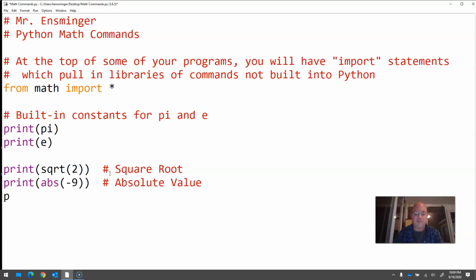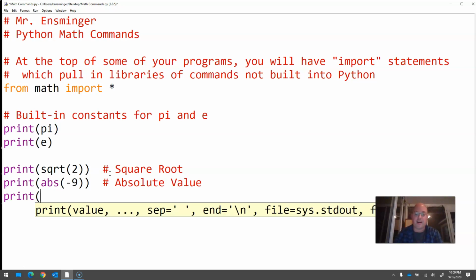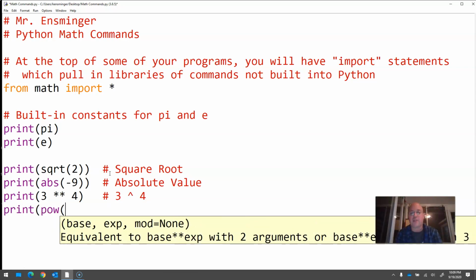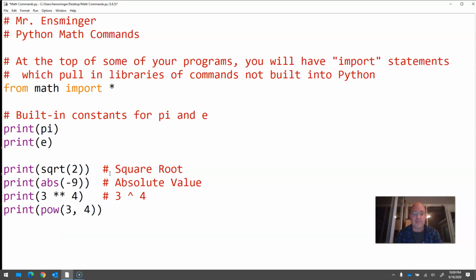There's another one for power. Let's say we have 3 times 4. You can, of course, use that as your exponent symbol. That would be the same thing as saying 3 to the 4th. But you're also able to use the POW command, POW 3, 4. And that will do the exact same thing.